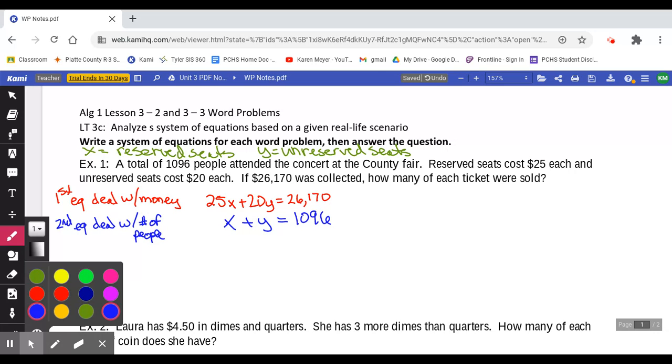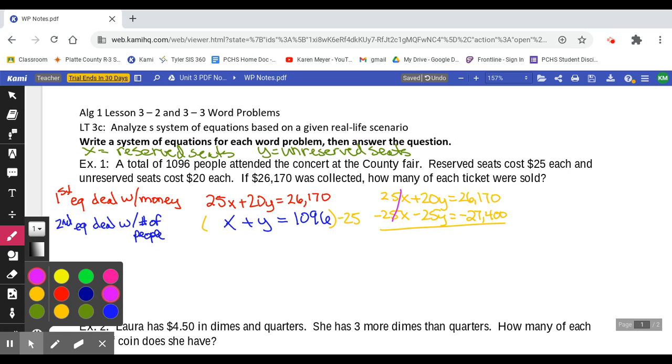Now we're just going to use what we've been talking about in the past to solve them. So I'm going to do elimination, and I am going to choose to get rid of X. So if I want to get rid of X, I have to multiply the bottom one by negative 25. The top one stays the same, don't do anything to it. The bottom one, multiply each one by negative 25, and I get negative 25x minus 25y equals negative 27,400.